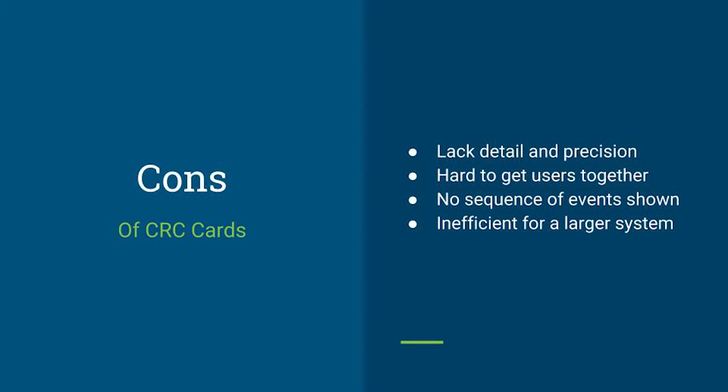There's no sequence, since each card is kind of individual. There is no sequence tying it to the next thing, and that's a con. And there's no procedural information, like what sequence of events takes place. Too many cards, it's just inefficient. If there were a large system, there would be way too many cards to manage.